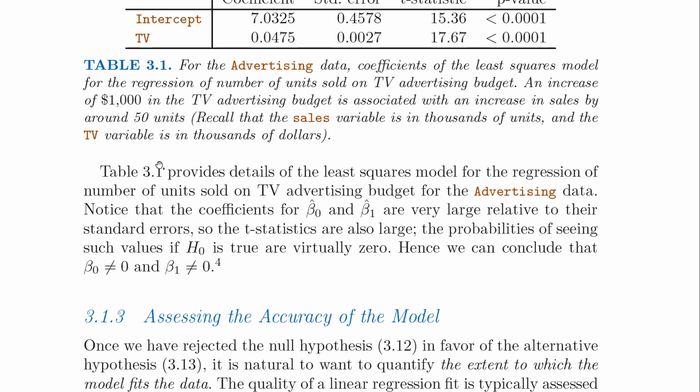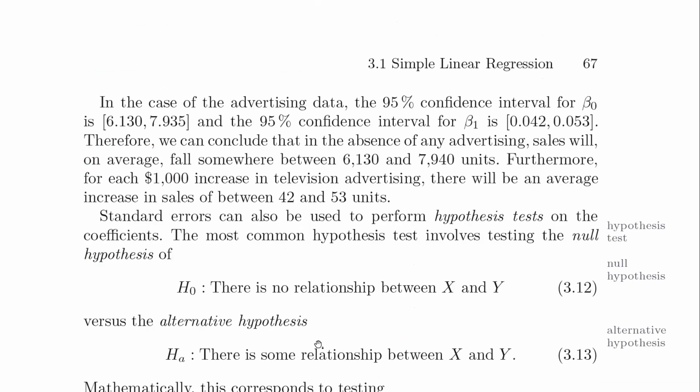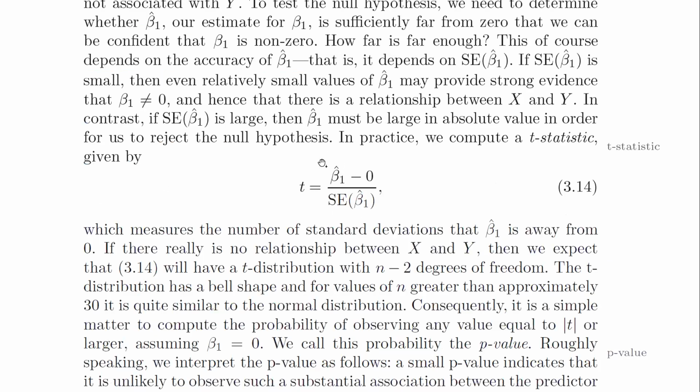Let's see. Table 3.1 provides details of the least squares model for the regression of number of units sold on TV advertising budget for the advertising data. Notice that the coefficients for beta naught hat and beta 1 hat are very large relative to their standard errors. This is what we're comparing. We're comparing the estimate against its standard error.